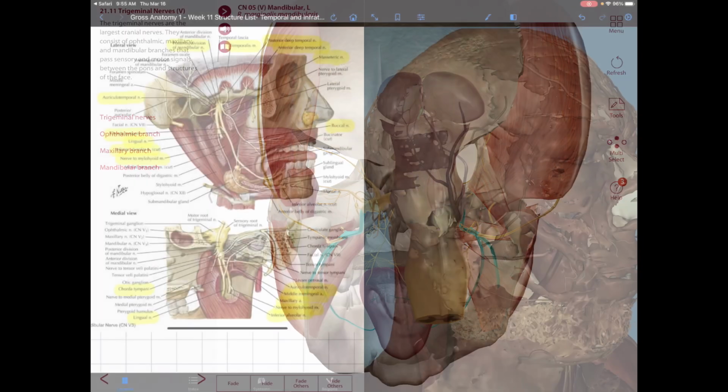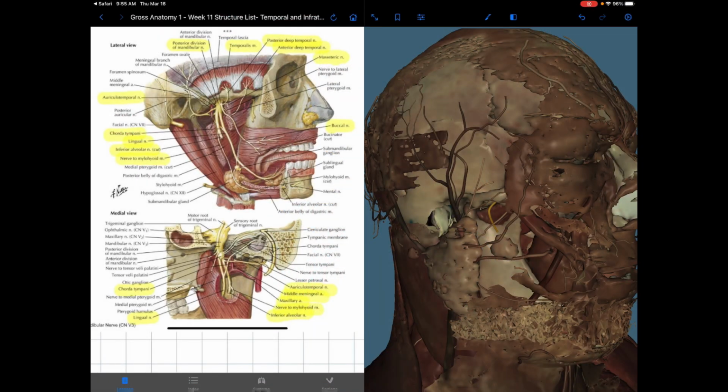middle cranial fossa. Now let's go over the branches of the anterior division of the mandibular nerve. We're going to get started with the masseteric nerve.